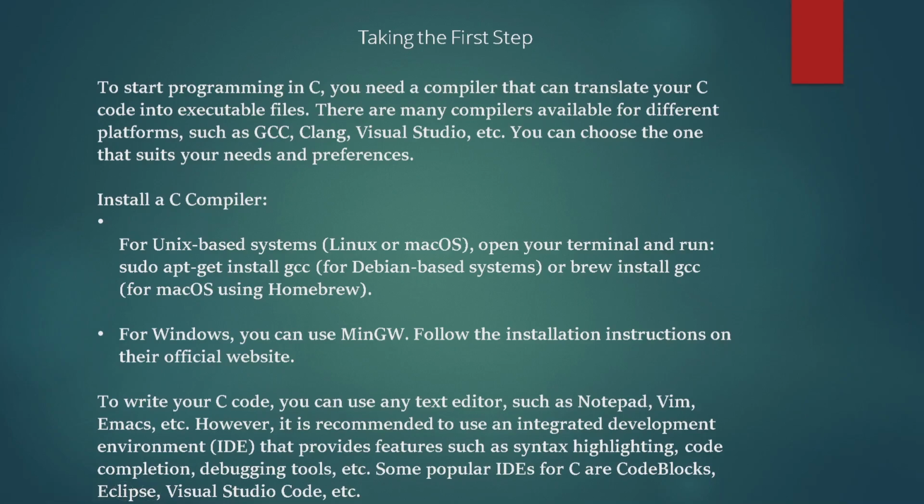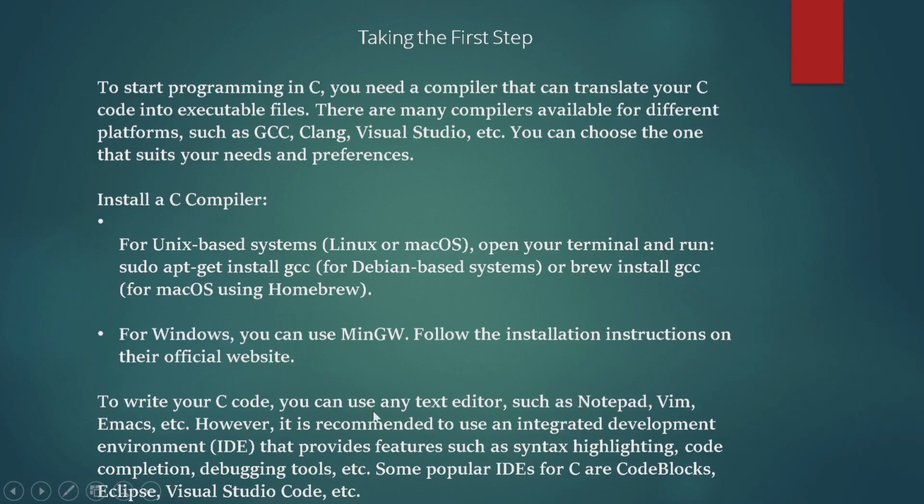How to install a C compiler for a Unix-based system, which is Linux or Mac OS. Open your terminal and run sudo apt-get install gcc for a Debian-based system, or brew install gcc for Mac OS using Homebrew. For Windows, you can use MinGW. Follow the installation instructions on their official website. It's easy to do. Go to Google, type install MinGW, and follow the instructions.